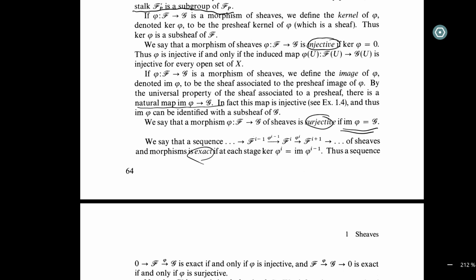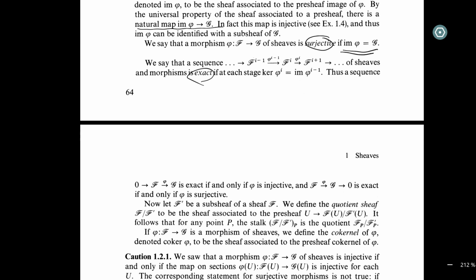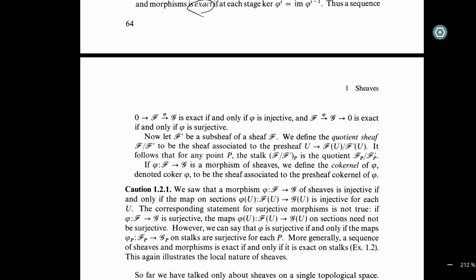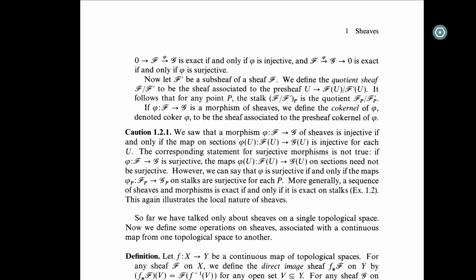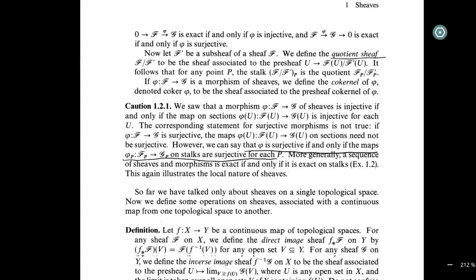Now we define a sequence of sheaves to be exact if kernel equals image. And we can also define the quotient sheaf. As I mentioned just now, phi is surjective if and only if the maps on stalks are surjective. But it's not true that it is surjective section-wise.